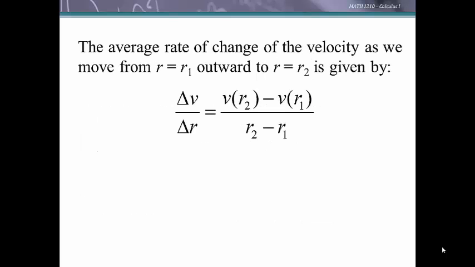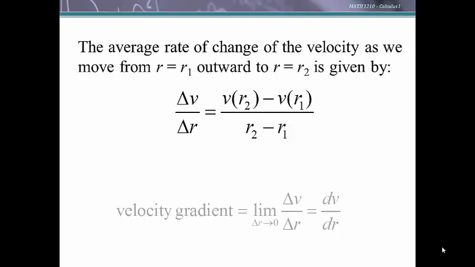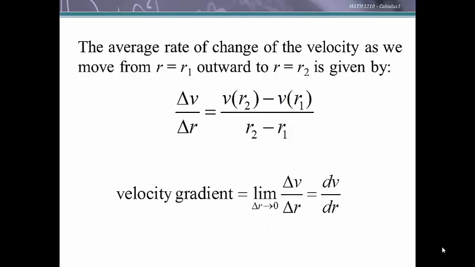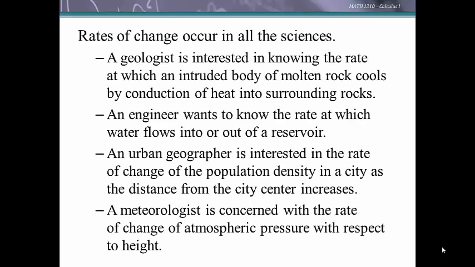The rate of change of velocity as you move, where little r is where you are located between 0 and big R, depends on how the velocity changes as we move positions out. It's called the velocity gradient, and it is the derivative. So dv/dr means the rate of change of velocity with respect to the rate of change of your radius. So rates of change occur everywhere.